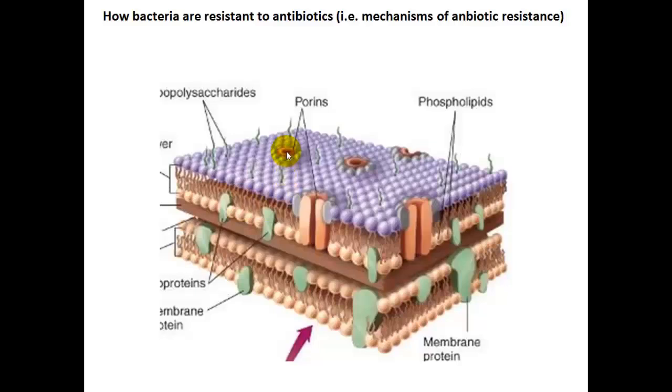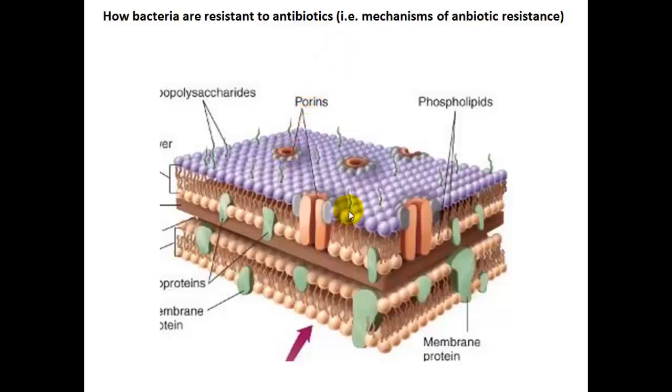Basically, these are pores that let molecules through. It turns out that the porins have a defined size, and there are certain antibiotics that are just physically too big to go through those porins, and that's what ends up protecting this gram-negative bacterium against the effects of that antibiotic.